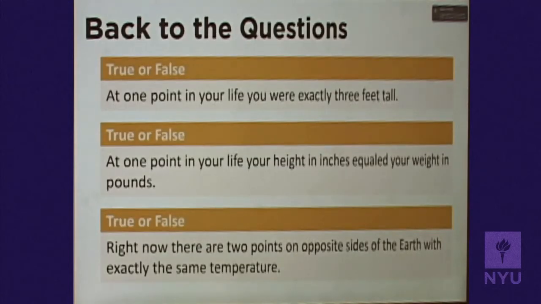All right, so how about that third question? Oh, if you hadn't guessed yet, the answer to the second question is true. How about that third question? Right now, there are 2 points on opposite sides of the Earth with exactly the same temperature.